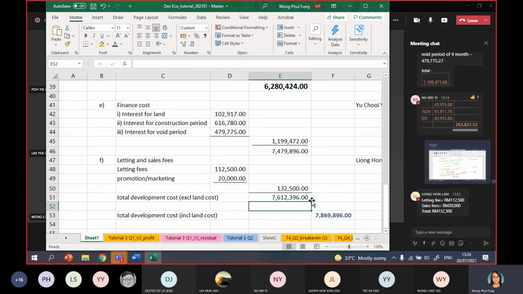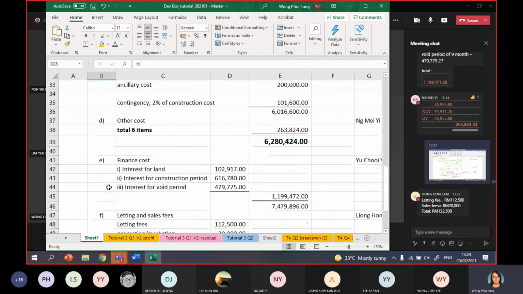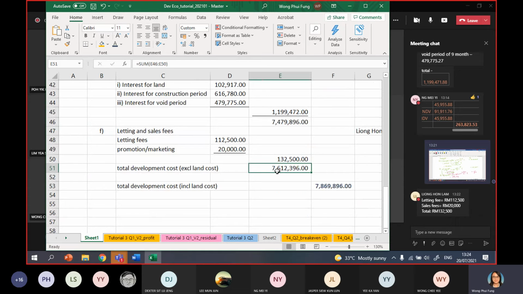Okay, I repeat again. This 7.6 is the total cost, B until F only. Then you should include the land cost, the portion number A. So you just add this one with number A. Then you should be able to get the total development cost, including the land cost.